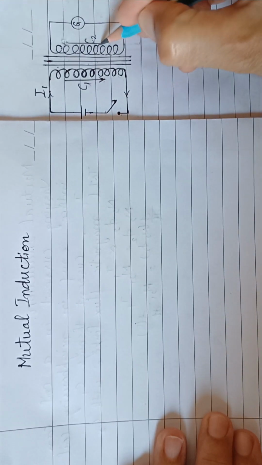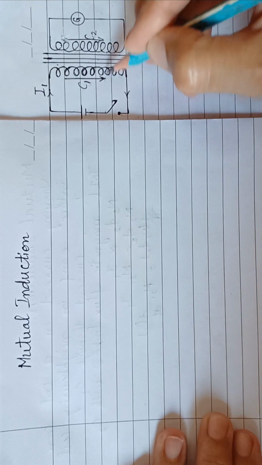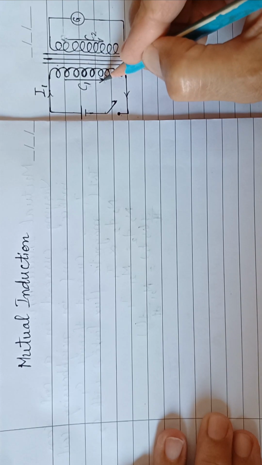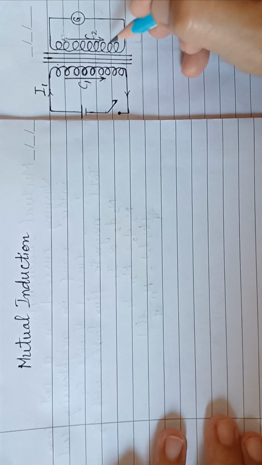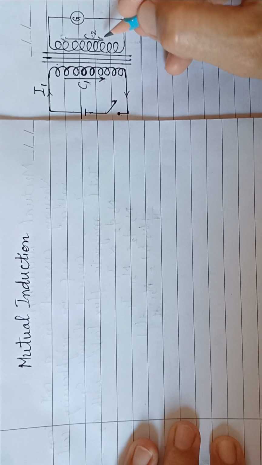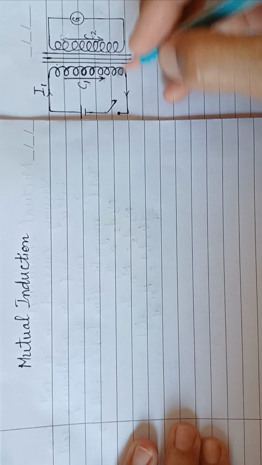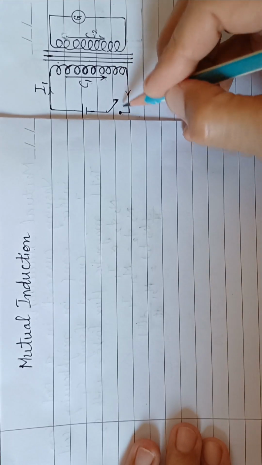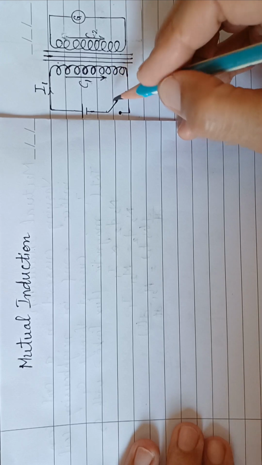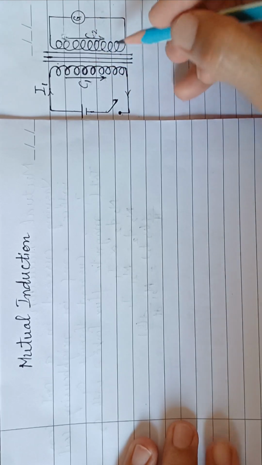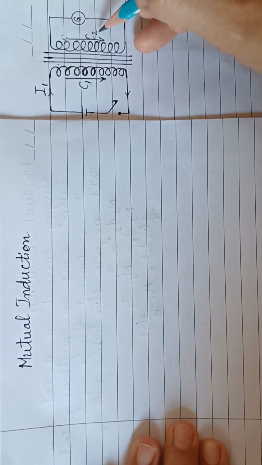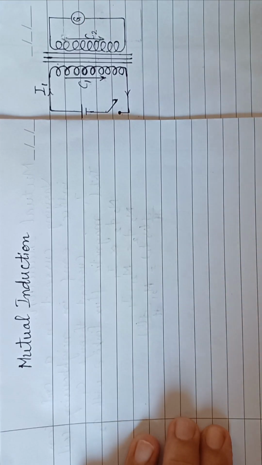In this direction, in the direction of cell current, so as to increase the current, so as to increase the magnetic flux. This is in accordance with Lenz's law. It means in both cases, when we make the circuit or when we break the circuit, induced EMF develops in C2 and induced current flows.